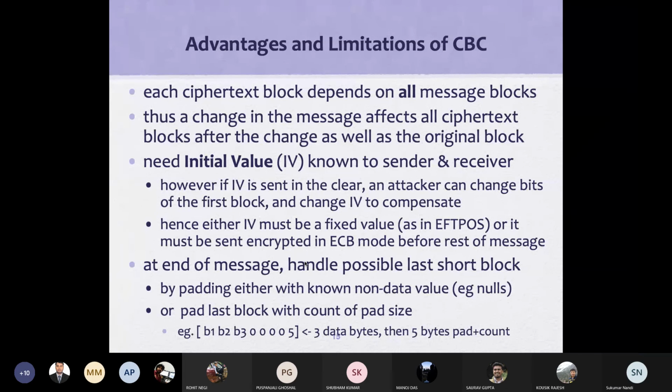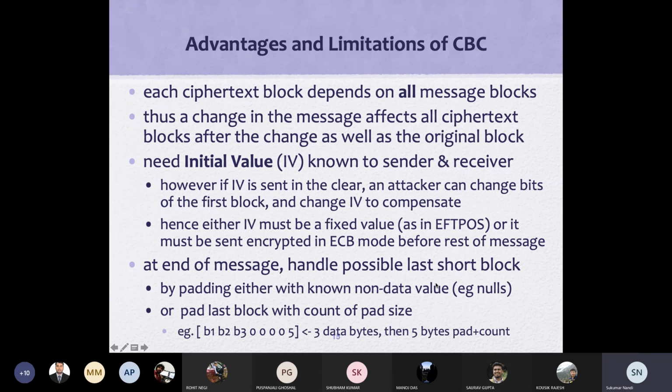There is a problem in CBC. When you divide the message into blocks of 64, 64, 64 or 128, 128, 128, the last block may not be a multiple of 64 or a multiple of 128 bits. So we have to pad some value, and that value can follow a certain pattern, and that is shown here.